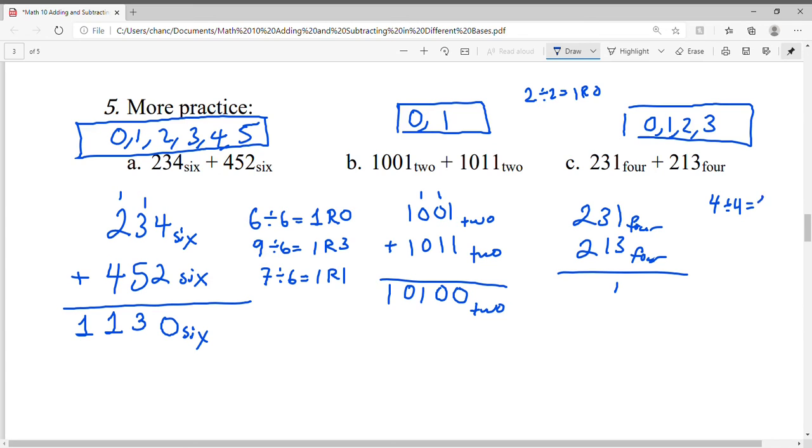4 divided by 4 is 1 with a remainder of 0. So this should be a 0, and we're carrying that 4 over as a 1. 1 plus 3 plus 1, that's 5, but 5 doesn't exist, so we'll divide that by 4. I get 1 remainder 1. So that means we have a 1 here, and we'll carry that 4 as a 1. 1 plus 2 plus 2 is again 5, so I know that's 1, and we'll have to carry that 1 over again. Don't forget our base symbol here, so we have 1, 1, 1, 0, base 4.